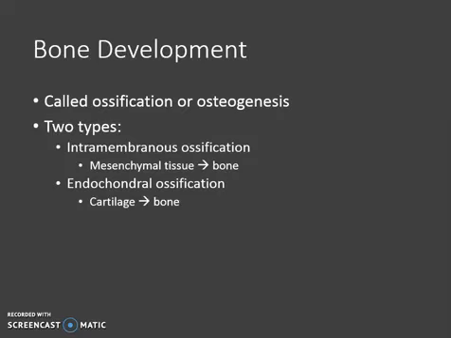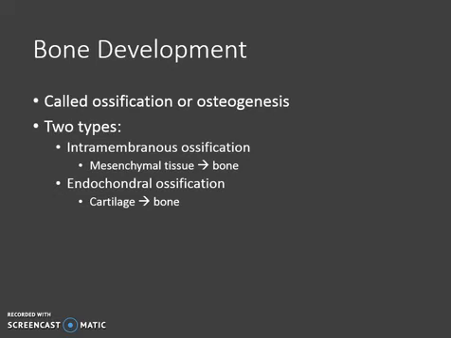Bones develop following one of two different types of bone development processes. First of all, bone development can either be called ossification or osteogenesis. And the two main types are intramembranous ossification and endochondral ossification. The key difference between them is the material that is used as the precursor to forming bone.